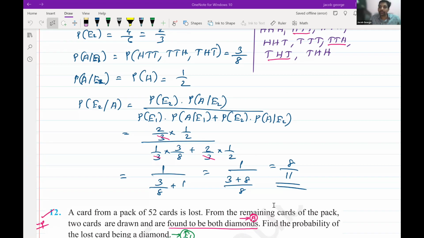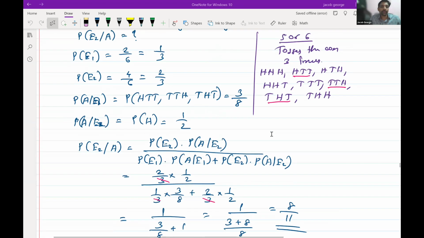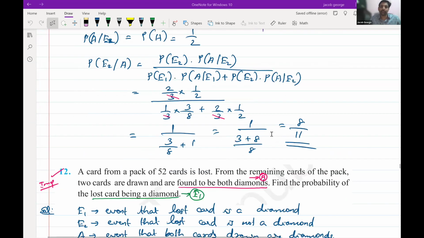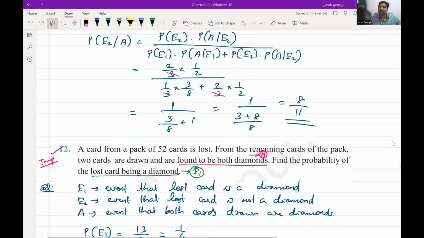Yes. Now, the last 2 questions are of a slightly different pattern. Till question number 11, it is almost the same pattern. But question number 12 and the MCQ are a slightly different pattern that also comes in the examination. So, please see that one. Question number 12.